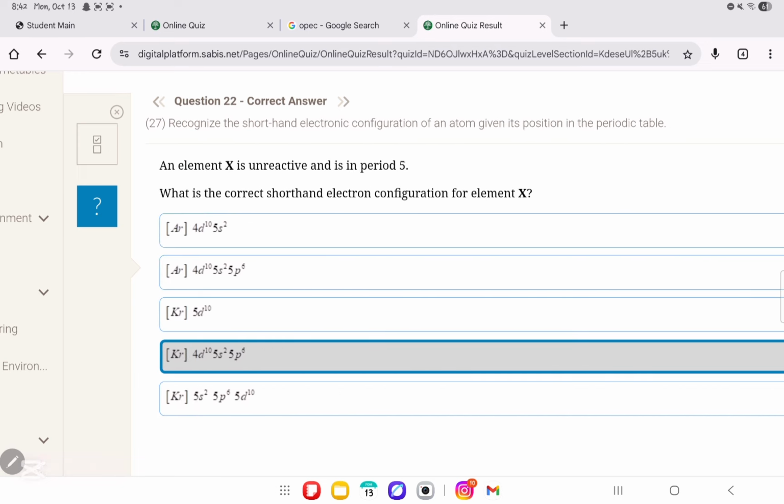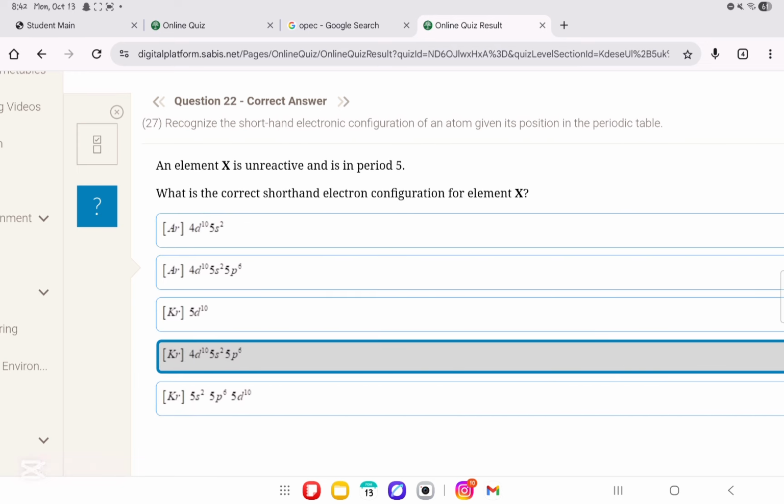We move on to question number 22. What's the correct shorthand electronic configuration for element X? It's unreactive, meaning that it's a noble gas and in period 5. So you open your periodic table, you will see where period 5 is. Okay, what's the noble gas in period 5? It's xenon. So they want the electron configuration in terms of like this, and you just write whatever. So what's the noble gas previous to xenon? It's krypton, right? So it's going to be krypton.